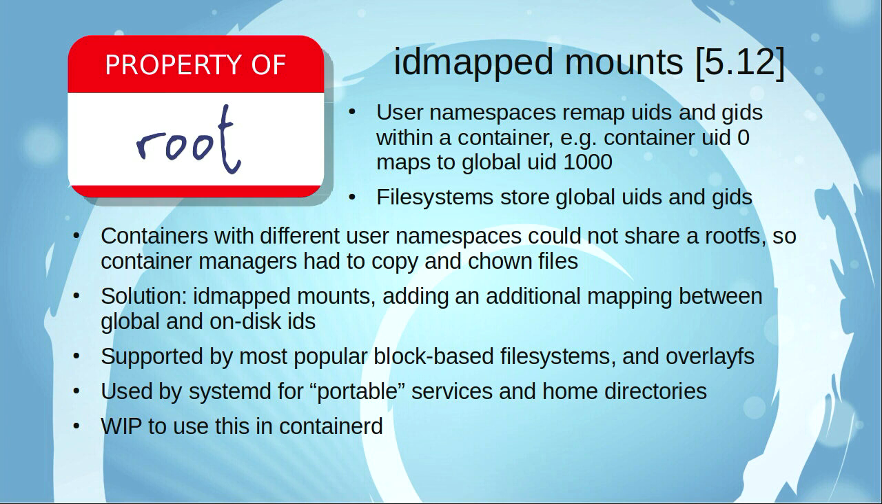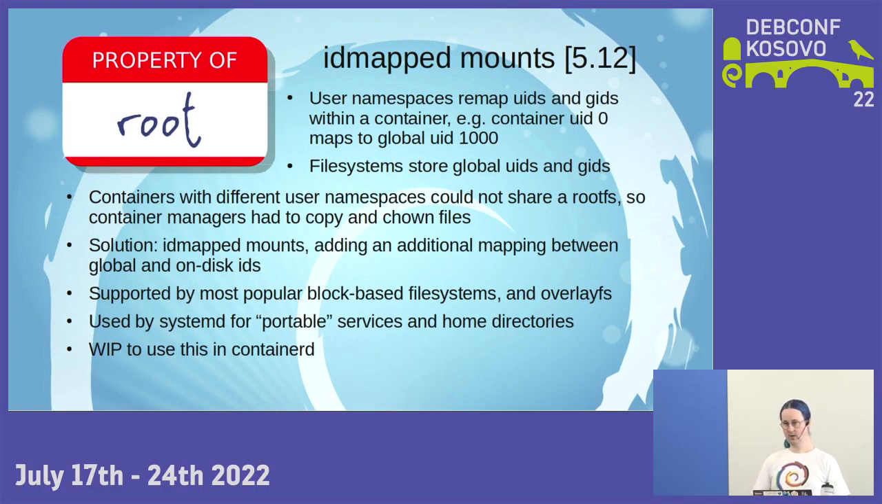File systems, at least up until now, have always stored the UIDs and GIDs seen in the root user namespace, so the global IDs. So if you want to run a container in its own user namespace, or if you want to run multiple containers in their own user namespaces, they each need to have different ranges of UIDs and GIDs. They would have a different idea of which global UID is root. And that would mean that they couldn't share a root file system, even read-only, because the files that they would expect to see as being owned by root would need to be owned by each of their versions of root. So the solution to that that's been added in 5.12 is IdMounts. They add an extra mapping between the global UIDs and GIDs and those that are stored on disk.